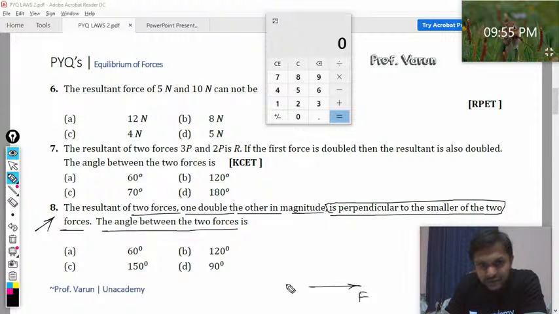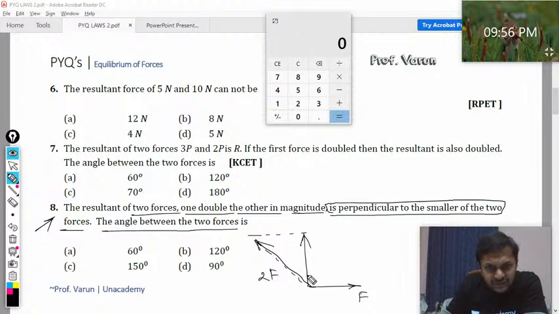See, this is a force F, one double than the other, and let us say this is the resultant, and so this is another force F. This is force 2F. So this is the resultant, which is given at 90 degrees with this force. So you need to find the angle between the two forces. So how will we do this? This is a very important question.